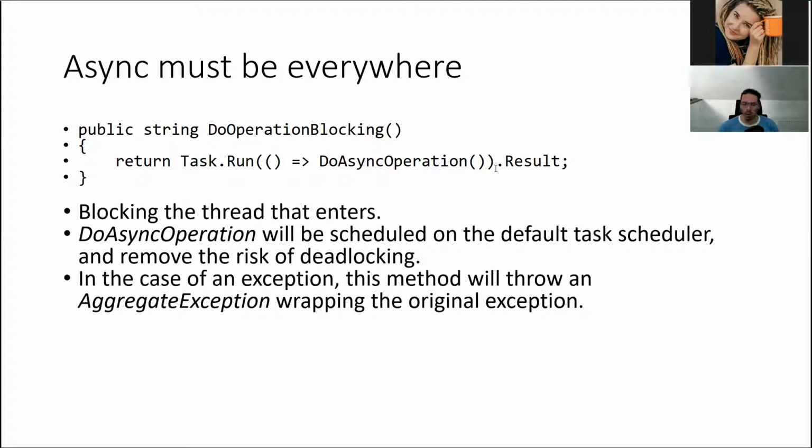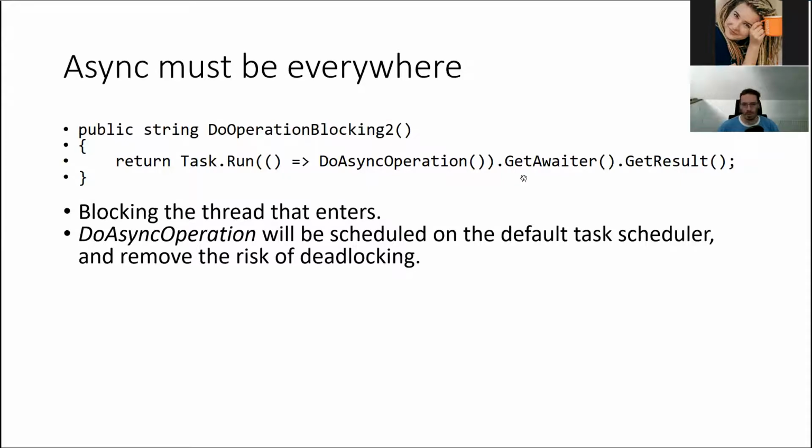So this one is obviously not correct because it blocks the thread that enters the do operation blocking method, because you are waiting on the .result. The do async operation will be scheduled on the default task scheduler, so you will remove the risk of deadlocking because there will be no synchronization context. So you solved something, but in the case of an exception, the method will actually throw an aggregate exception where the original exception will be wrapped, because it's a task and not an await, and you are calling the result. So that's not a good solution. Definitely not, because of blocking of the thread. So let's try something else.